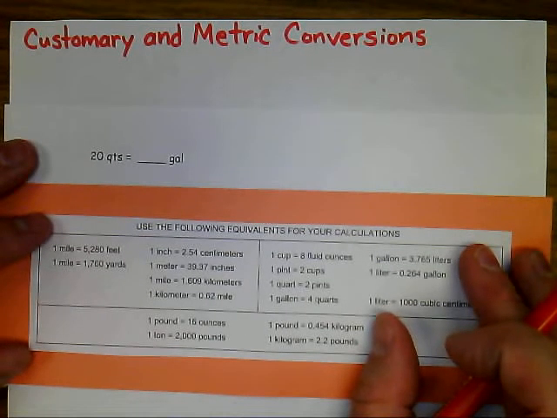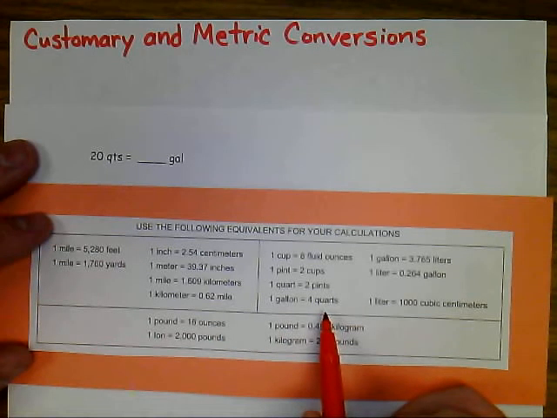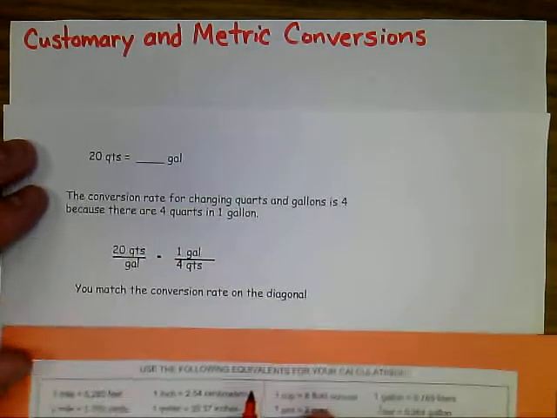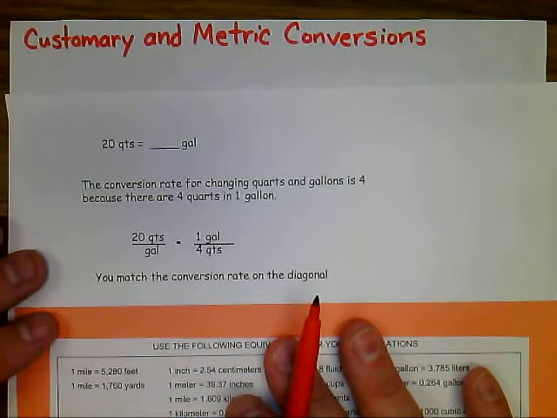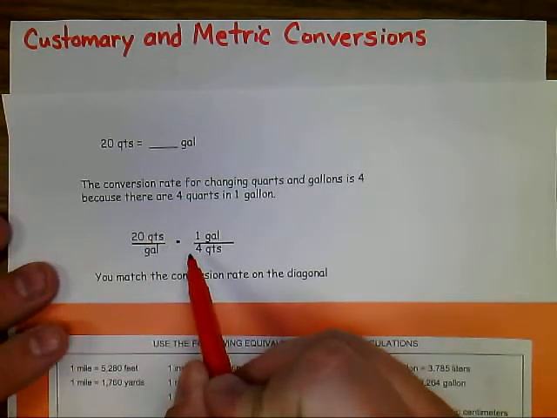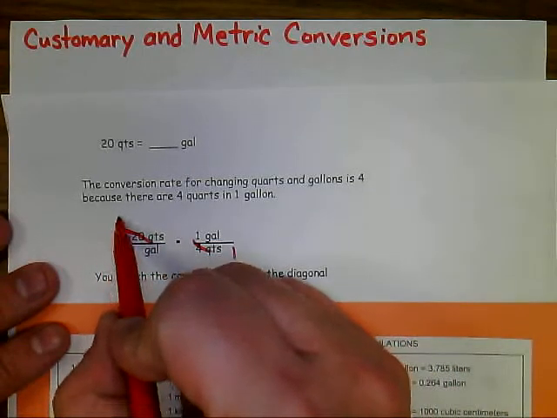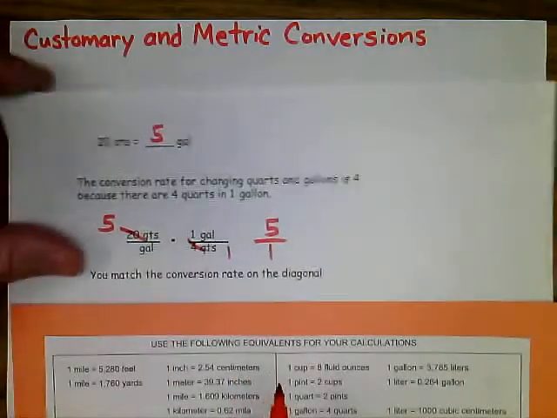Now, quarts in a gallon. And this is one you probably should know at this point. But again, you'll find the rates that you don't already know on this rate equivalence. 1 gallon is equal to 4 quarts. The conversion rate for changing quarts and gallons is 4 because there are 4 quarts in 1 gallon. Again, quarts are on the diagonal, gallons on the diagonal. And again, you can cross-cancel. And the answer is 5 over 1, so 20 quarts is equal to 5 gallons.